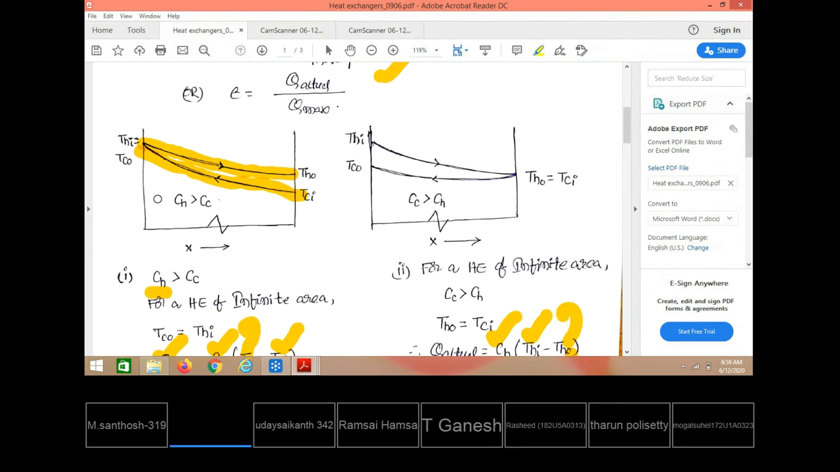Since Cc is smaller than Ch, the outlet temperature of the cold fluid, to what temperature can we increase it? That is the same as Thi. Not more than this can we raise the temperature. So when cold water is entering at a temperature of Tci, at the end of the heat exchanger the cold water temperature may increase to a maximum equal to Thi. Not more than this can be increased.